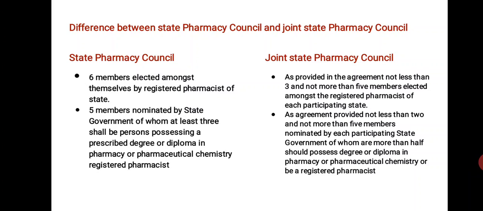In the state pharmacy councils, 6 members are elected by the registered pharmacists of the state. In the joint council, as the agreement provides, not less than 3 and not more than 5 members are elected among the registered pharmacists of each participating state. Then the 5 members nominated by the state government are persons possessing a prescribed degree or diploma in pharmacy or pharmaceutical sciences or pharmaceutical chemistry, or a registered pharmacist. In the joint state pharmacy council agreement, not less than 2 and not more than 5 members are nominated by each participating state government, of whom more than half should possess a degree or diploma in pharmacy.